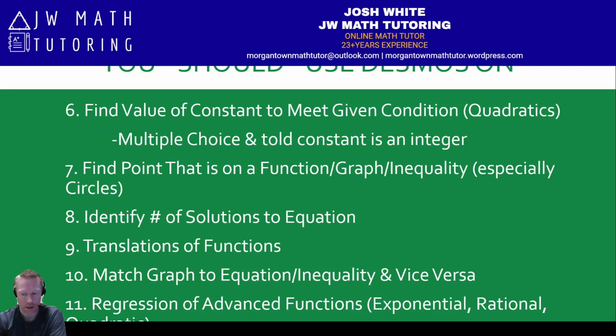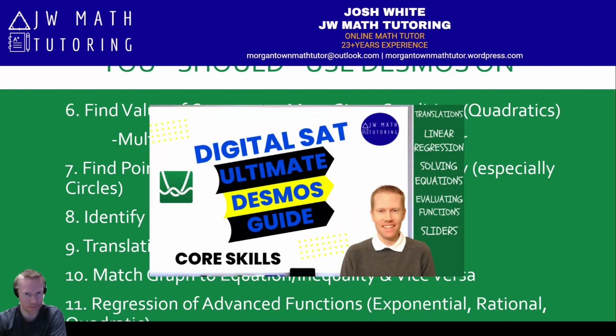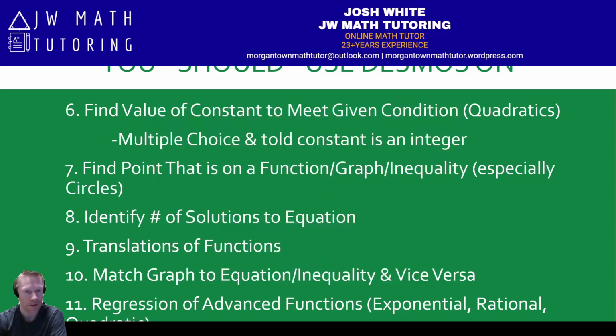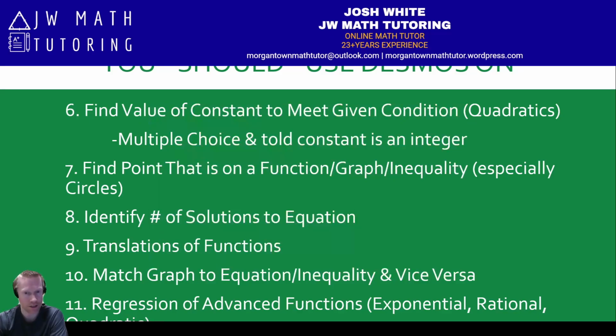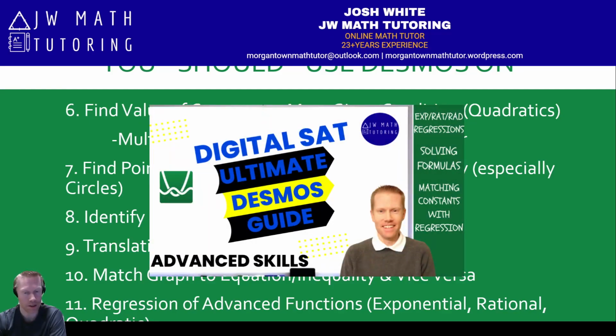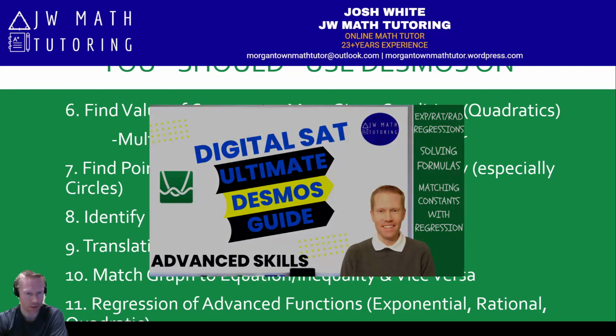So you have the core skills, which goes over a lot of kind of basic Desmos operations and skills that you should be familiar with. Then you have the intermediate skills, which are a little bit more advanced and would tend to be used more on the medium and hard level difficulty problems. And then finally, the advanced skills, which are focusing primarily on the hardest questions, the digital SAT math section, usually at the end of module 1 and also towards the end, the middle to the end of module 2, assuming you get the harder module.